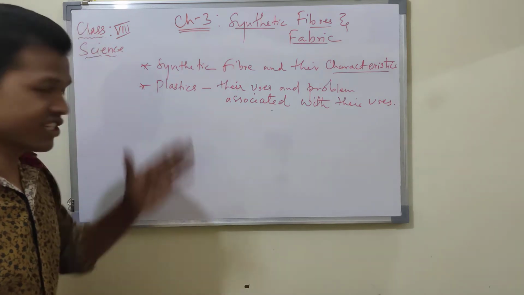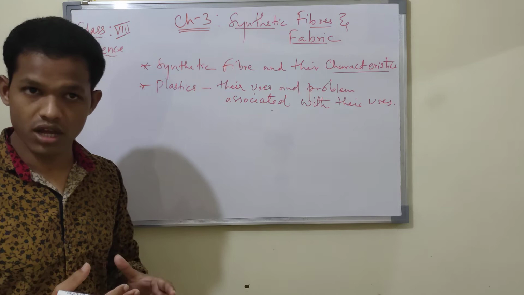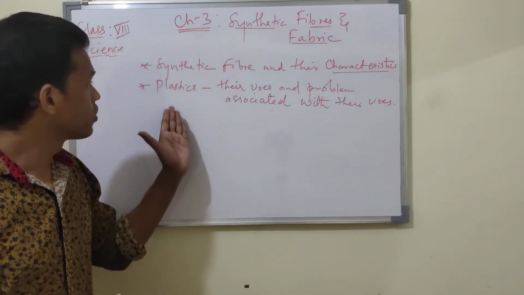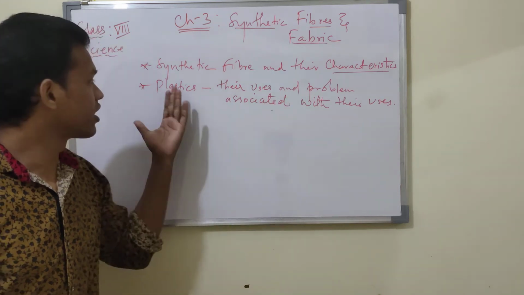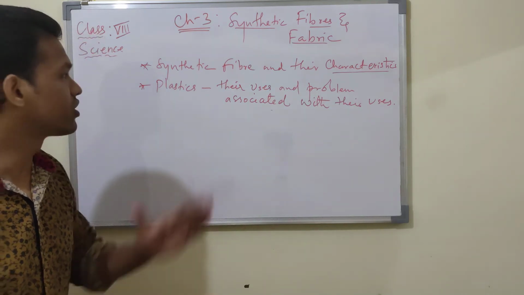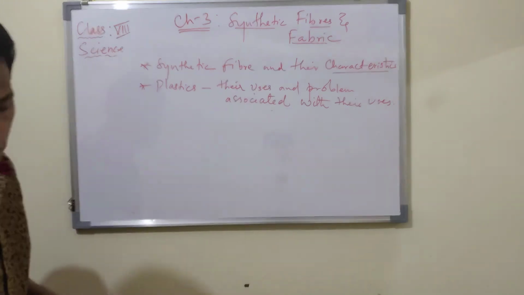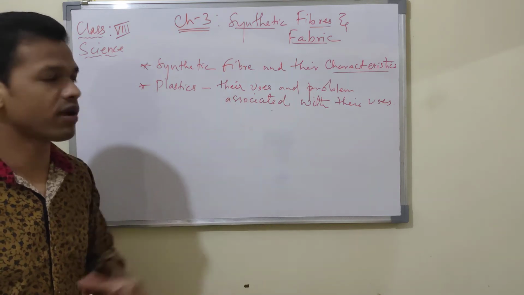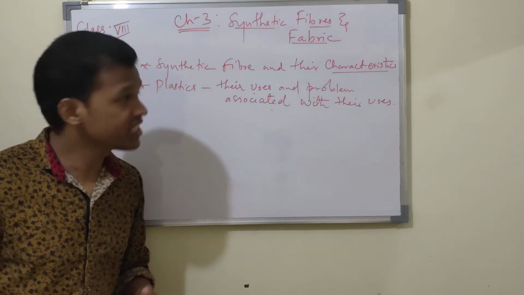Next is plastics. We'll study plastic, its uses, and how it is used in a variety of applications, and the problems associated with its use. If you use certain plastics, what are the effects on the environment and on us? So in this whole chapter we'll discuss synthetic fiber and its characteristics, plastics, their uses and the problems associated with their use.